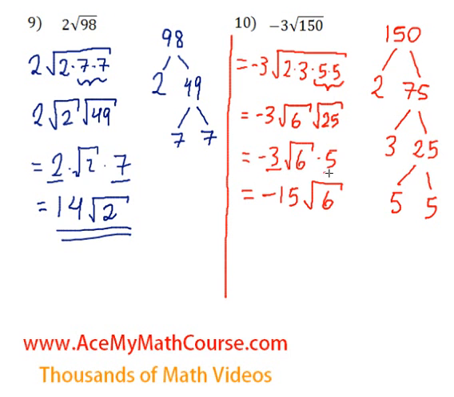And why did I multiply these? Because we can only multiply and expand the numbers outside of the square root. So negative 3 times 5, negative 15 times root 6, and that's as far as we can go simplifying this mixed radical. That's it.